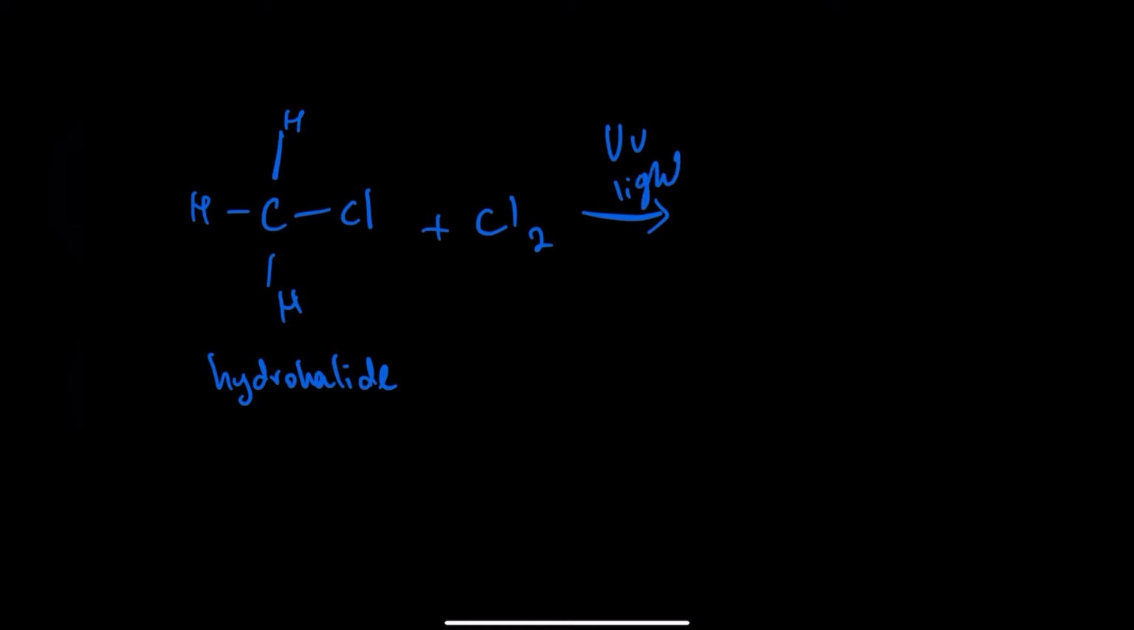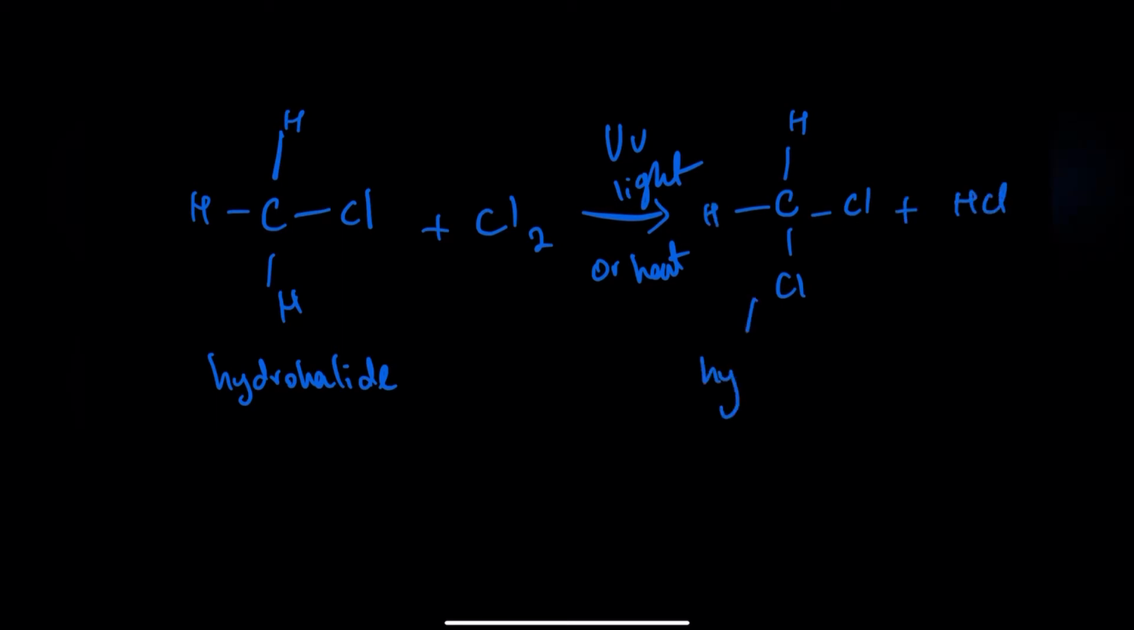Here is an example of formation of dihaloalkane. In this reaction the chloroalkane is reacting with chlorine. Under UV light or heat, a hydrogen atom is replaced by the halogen atom, in this case chlorine, which leads to the formation of dihaloalkanes. In this case it is called dichloroalkane, with the byproduct of hydrochloric acid.